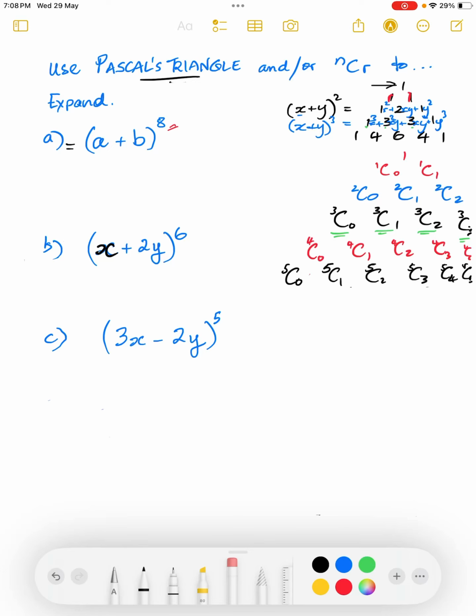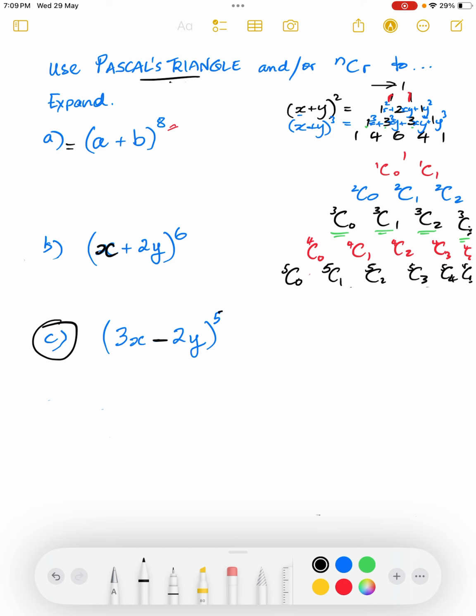Well, thank you for joining me on this question. We're going to be looking at expanding using Pascal's triangle and/or nCr. The question I'm going to look at is question C, and C in this question has a minus in it. That's a little bit different than the previous ones.